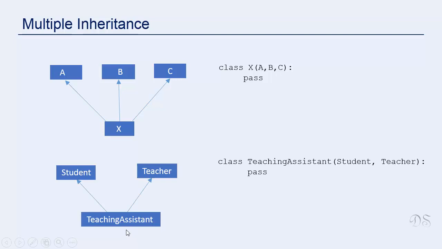Here's an example of multiple inheritance. A teaching assistant is a student who teaches also. So this class TeachingAssistant inherits from both the classes Student and Teacher. Now let's go to IDLE and see some code.